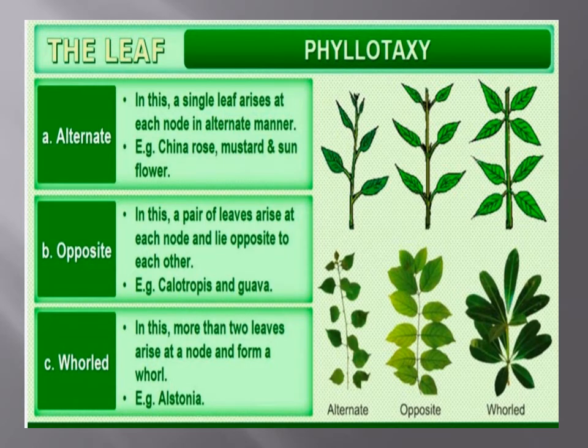Alternate. A single leaf arises at each node in alternate manner. Example, China rose, mustard, sunflower. Opposite. A pair of leaves facing oppositely arise at each node. Example, guava plant, calotropis. And third, whorl. More than two leaves arise at a node and form a whorl. Example, Alstonia, that is devil tree.